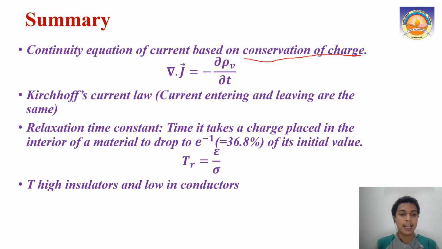Then we also have seen relaxation time constant. It is the time it takes a charge placed in the interior of a material to drop to e power minus 1, or 36.8 percentage of its initial value. That is given by the relaxation time constant. It will be very small for conductors and it will be very high for insulators or dielectrics, right? So the TR is given by epsilon divided by sigma. So it will depend on the permittivity and conductivity of the material. So that is our summary.